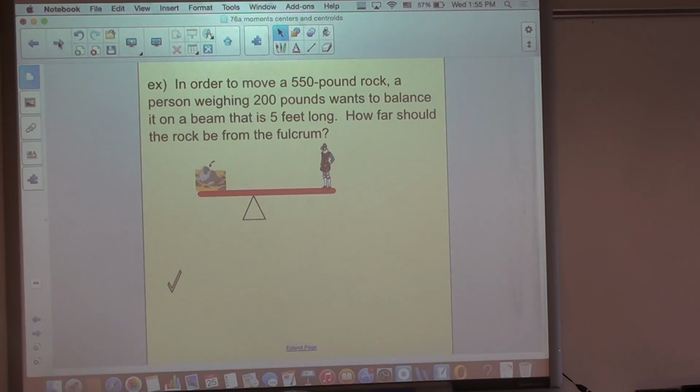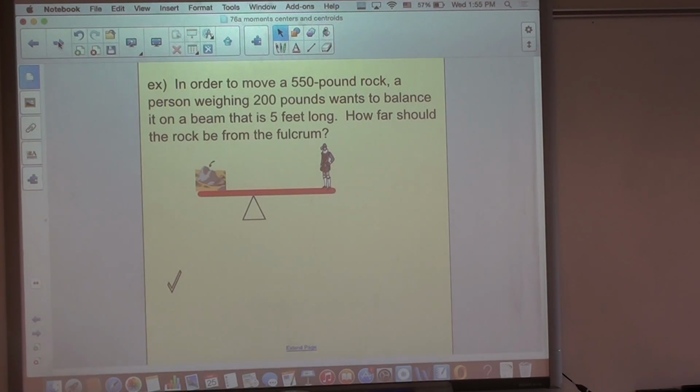Oh, it's done. This is fine for a setup. You just want the distance of the man from the fulcrum and the rock from the fulcrum, but that's okay. So then when you multiply it out, 550. Yeah, that makes it worse.